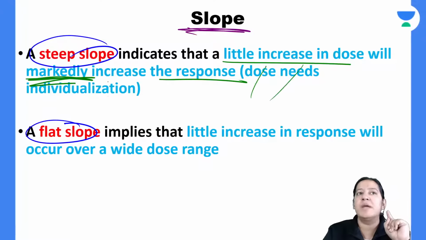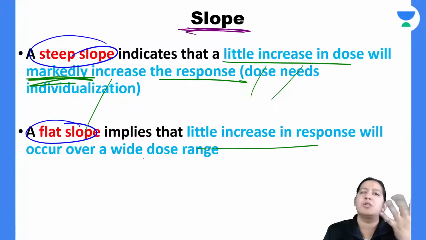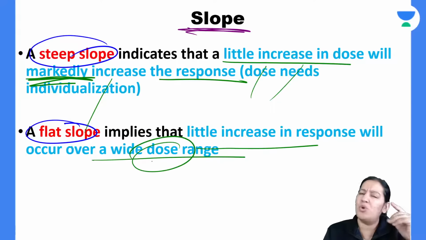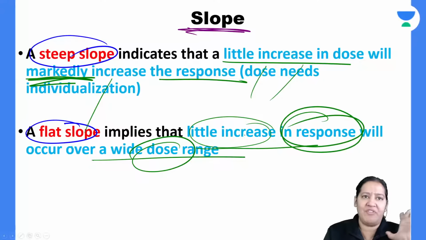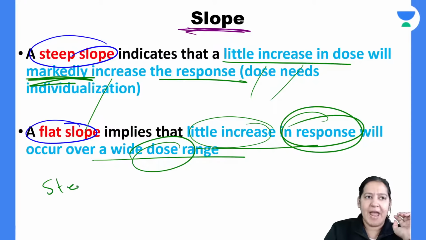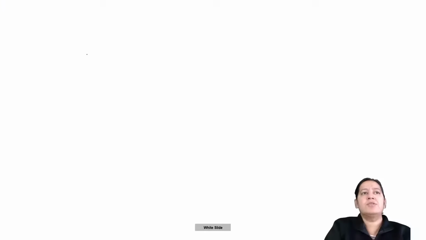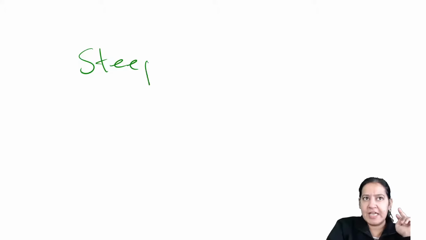So dose needs to be individualized for each individual. Flat: a little increase in response with a wide range of dose. You are increasing the dose from 10, 20, 30, 40, 50, and hardly any increase in response. So response increases very little. So that is flat. So in steep and in flat, you can write like this. There are two types of slope, steep and flat. You can write like this.